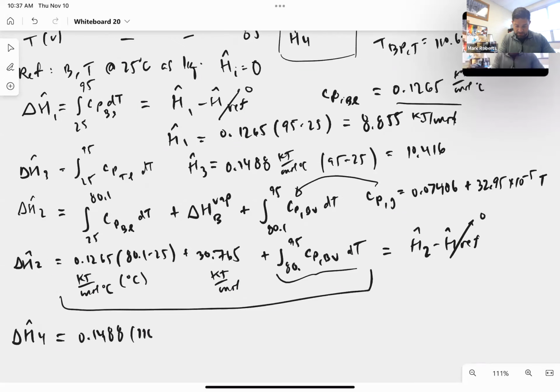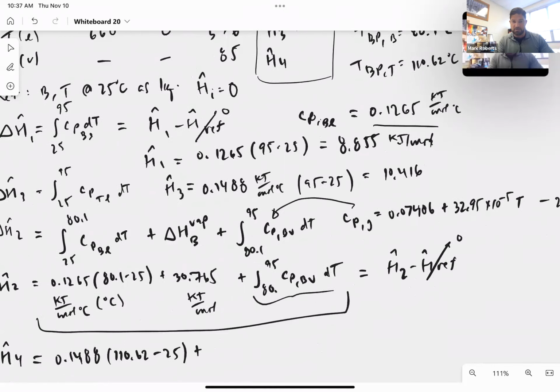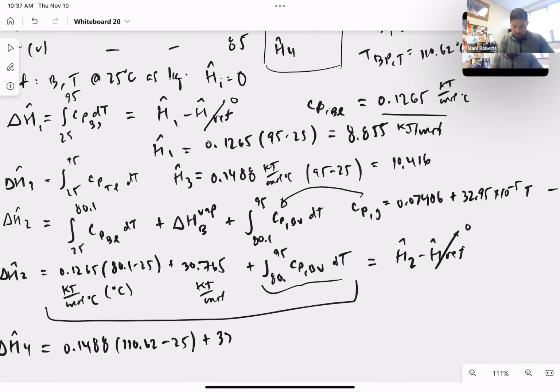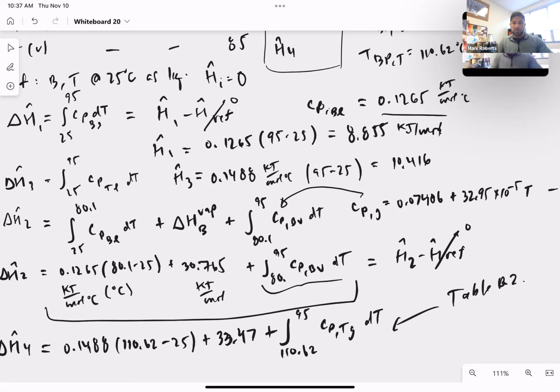110.62 minus 25. Plus, we're going to use the heat of vaporization for toluene, which is 33.47 kilojoules per mole. And then we're going to do the integral from the boiling point, 110.62, to the exit temperature, which is 95, of CP toluene as a gas dT. And again, we can get this from table B2 also. I'm not going to write it down again.